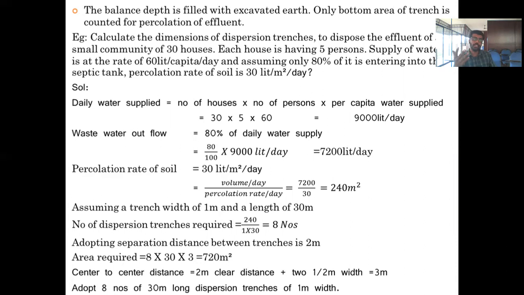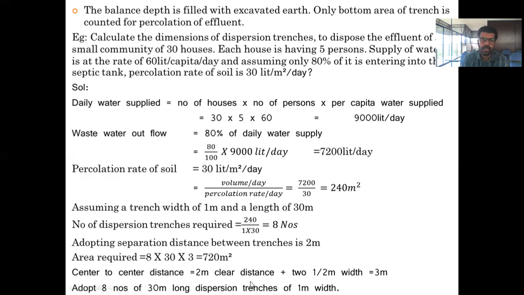How you got this 720 meter square is that there is a space difference of 2 meter between two trenches, so the center to center distance will be almost 3 meter. So for this question, adopt 8 numbers of 30-meter long dispersion trenches of 1 meter width. This is the way that you will be finding out the dispersion trench.